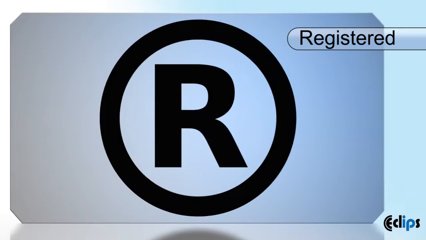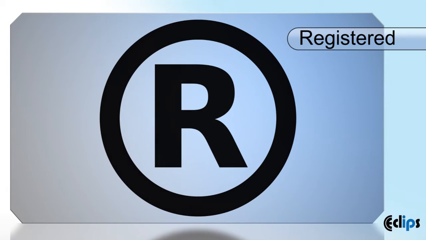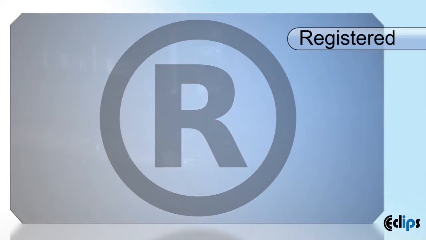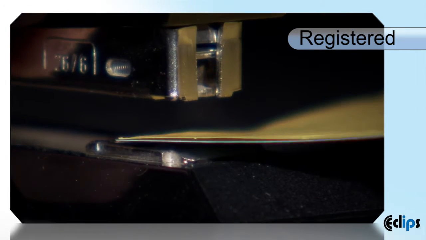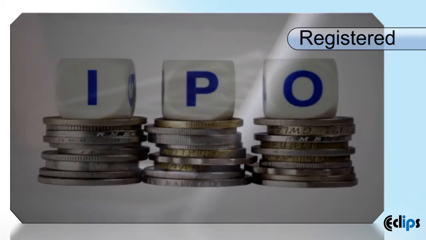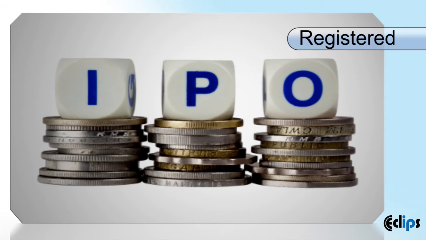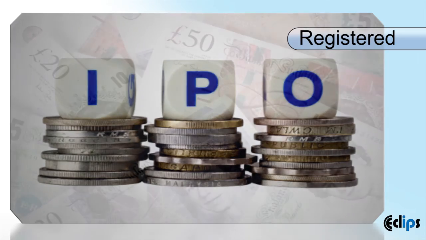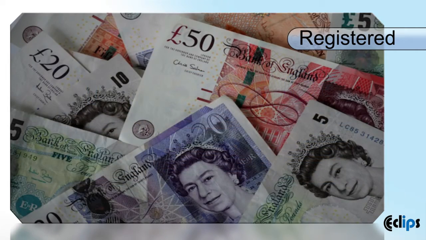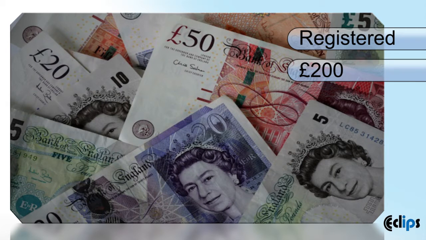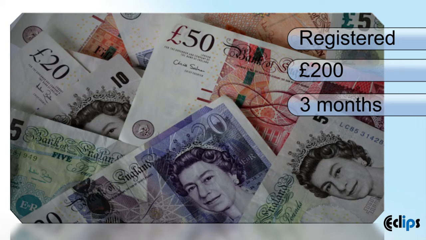A registered trademark, formally noted by an R in a circle, requires an application to a National Intellectual Property Office. The mark is formally assessed and recorded on a register. The R circle can only be used when a trademark has passed its assessment and been granted by a national office. In the UK, marks are registered at the Intellectual Property Office, the IPO, and the official fees for registering a mark in the UK are £200. The whole registration process takes about 3 months.